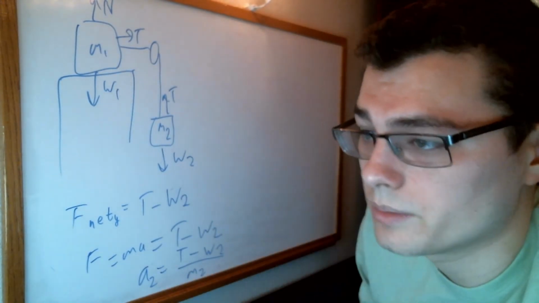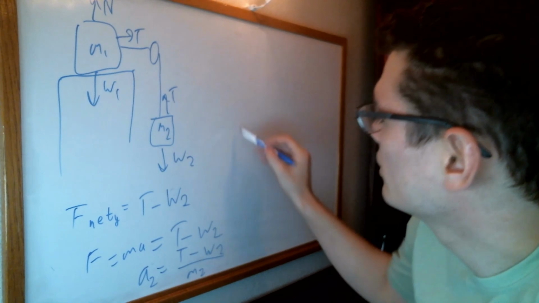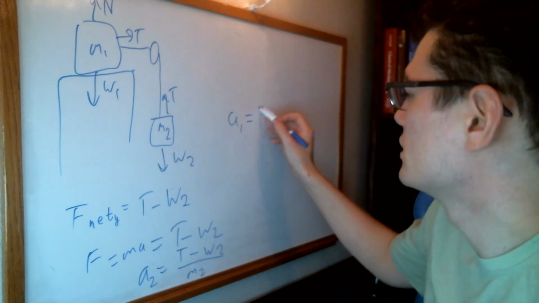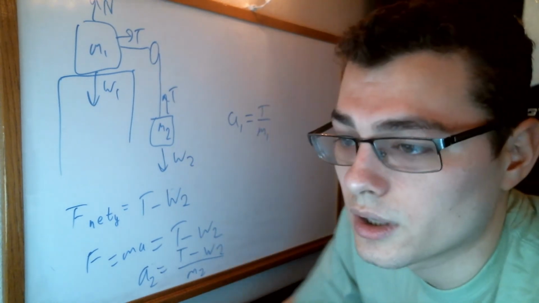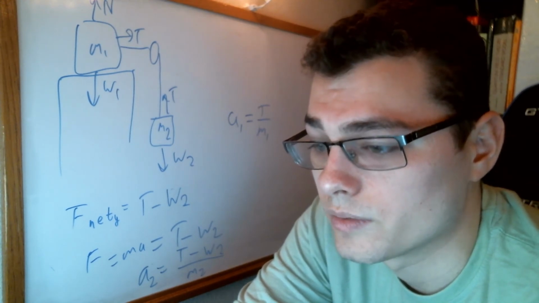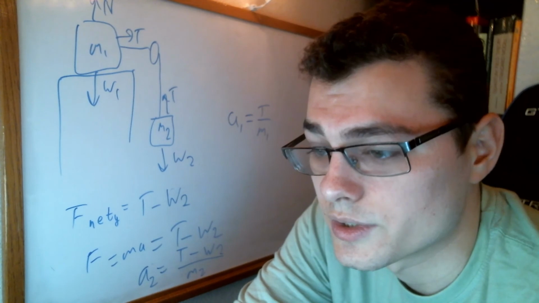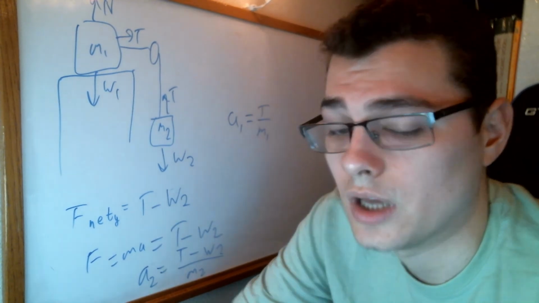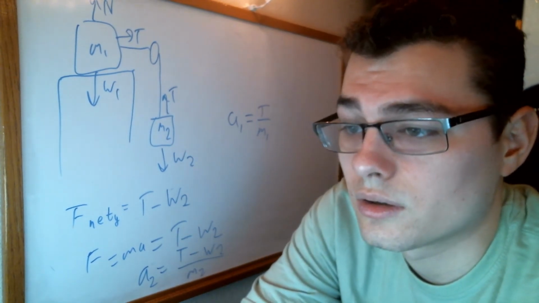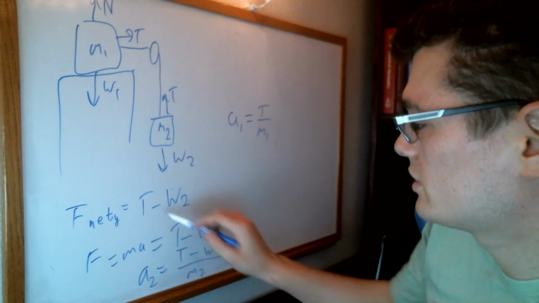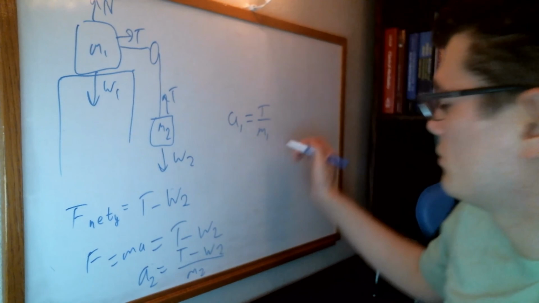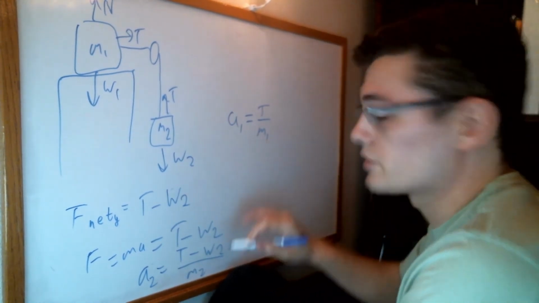So next up, we know that A1 is just going to be equal to T over M1. And so all we really need to do here is this is going to end up being a ratio of the two masses. So we know that we have a T in here, and then T is equal to this stuff here. So then what we can do is start substituting in stuff.